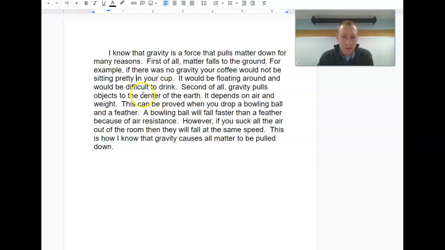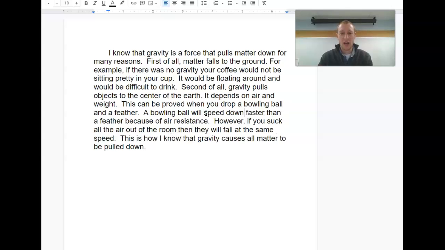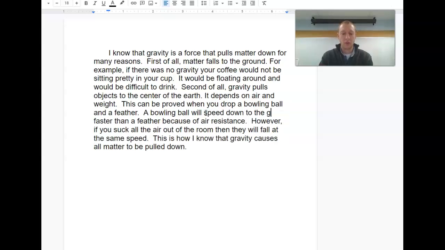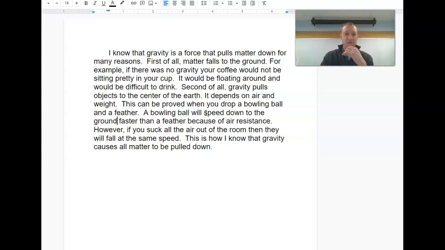Second of all, gravity pulls objects to the center of the earth. It depends on air and weight. This can be proved when you drop a bowling ball and a feather. The bowling ball will fall faster than a feather. It's going to fall a lot faster, right? Instead of "will fall," how about the bowling ball will speed down to the ground faster than a feather because of air resistance. Okay, so I just went through and changed up some words to try and pizzazz it up.